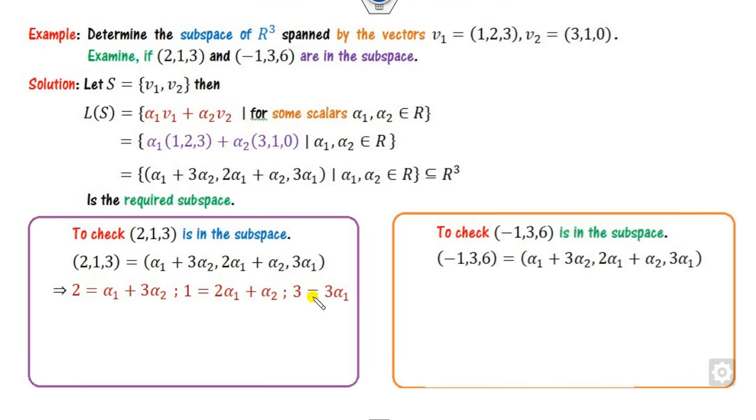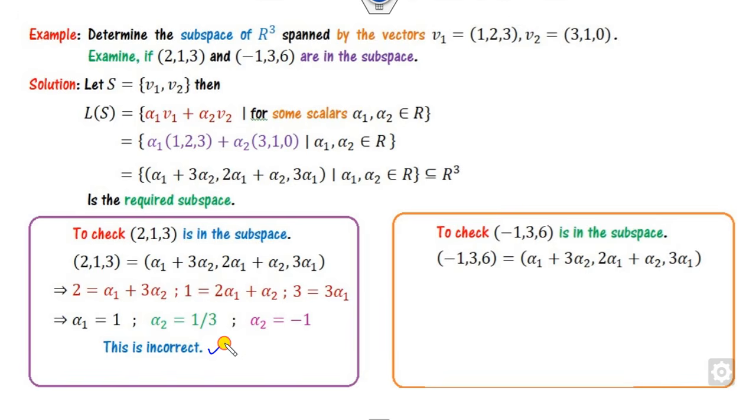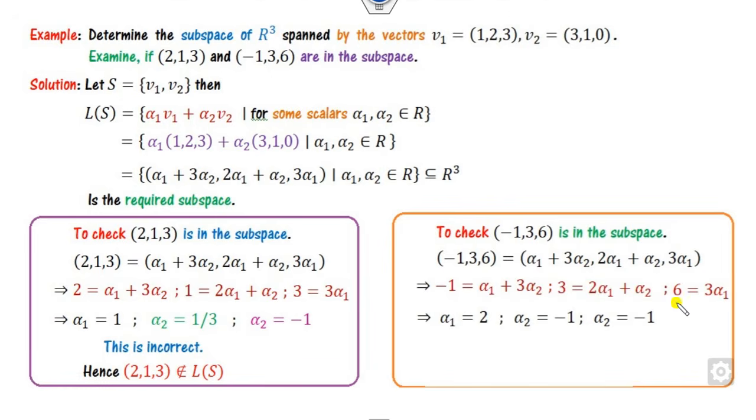So from here you can equate the coefficients. You get the value of alpha 1 as 1. If you substitute the value here, you will get alpha 2 as 1/3. If you substitute alpha 1 here, you will get alpha 2 as -1. But you can see both values can't be the same. It means this is not possible. Hence, this element does not belong to the linear span. Look at this one. If you equate them, you will get this value, and from here you will get alpha 1 as 2. If you substitute here, you will get this value, and from here you will get this value. Both are the same values. It means these elements belong to the linear span.